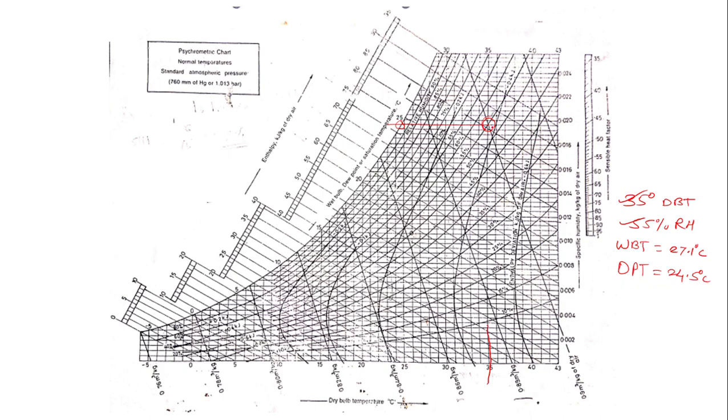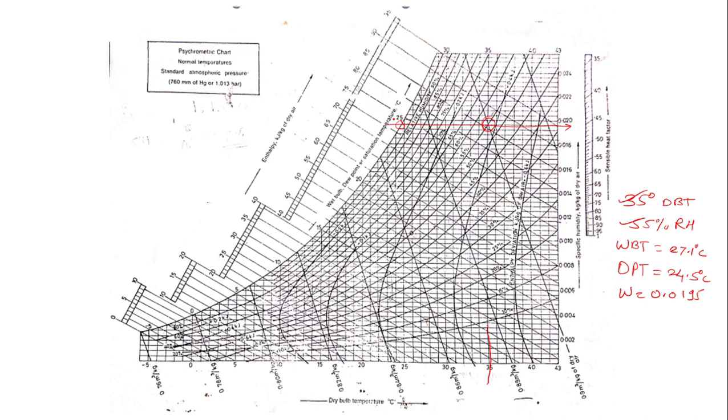Then if I want the specific humidity at this point, I'll go towards the right over here. Okay, so this is 0.018, 0.02, so this will be something like 0.0195 about. So this is the W value, 0.0195, something like that. Obviously the unit for the specific humidity W is kg per kg of dry air.